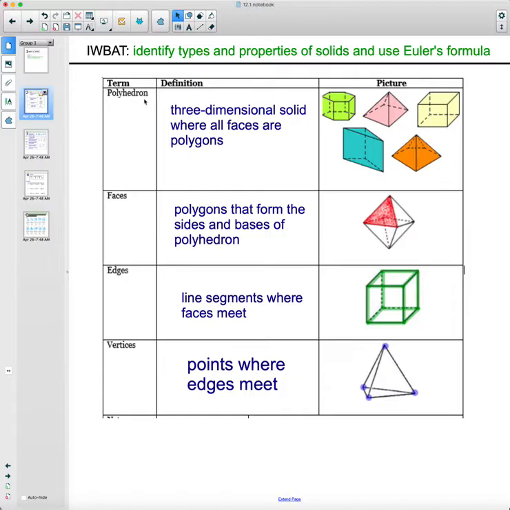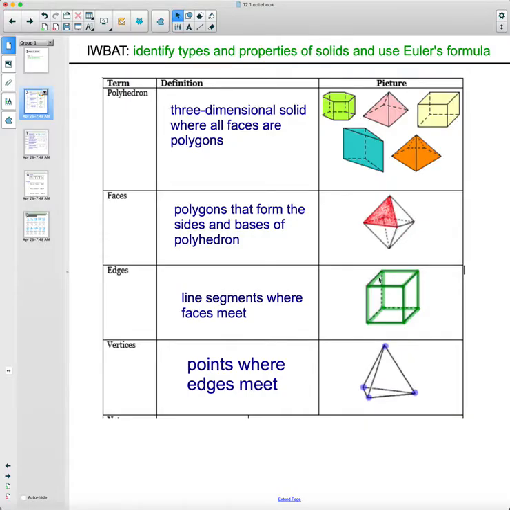A polyhedron is the first thing, and a polyhedron is just a three-dimensional solid where all of the faces are polygons. The faces are just these side pieces here, this whole flat shape that you see. All of those need to be polygons, which means no curves on any of these. That's called a polyhedron. So then we've got the faces, which are just these flat surfaces. You see a bunch of triangles here.